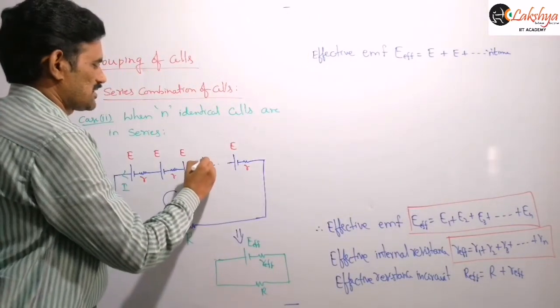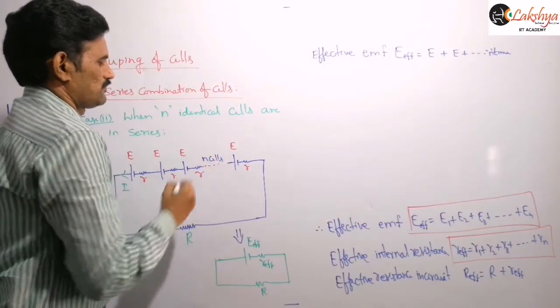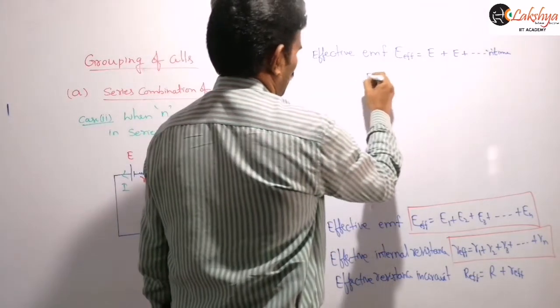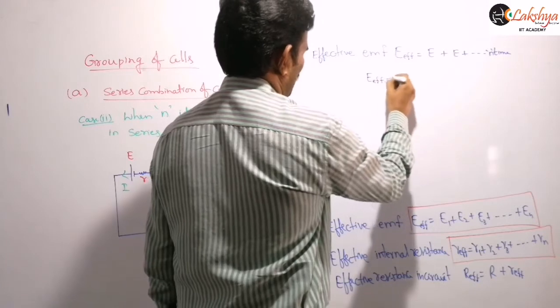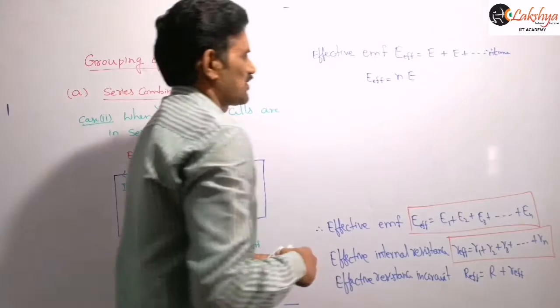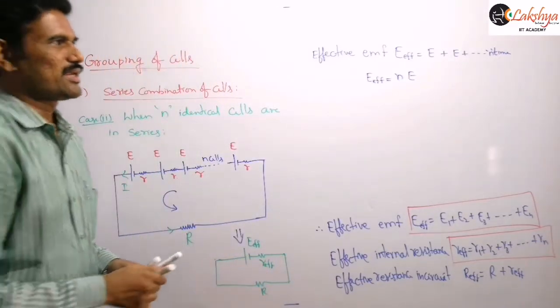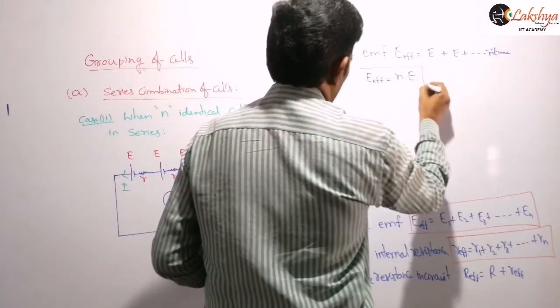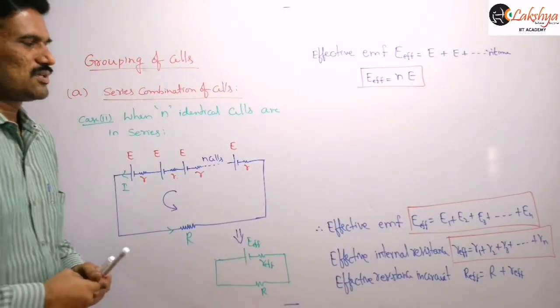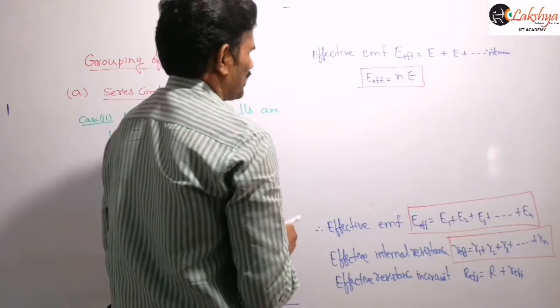That means here n cells are there. Such n cells are connected, so n times we need to write here. And therefore I can write this as E effective is equal to n into E. Right? So that is effective EMF in the circuit, because we are adding all the EMFs of the identical cells here. So the effective EMF will be n times that of E. And now similarly effective internal resistance.